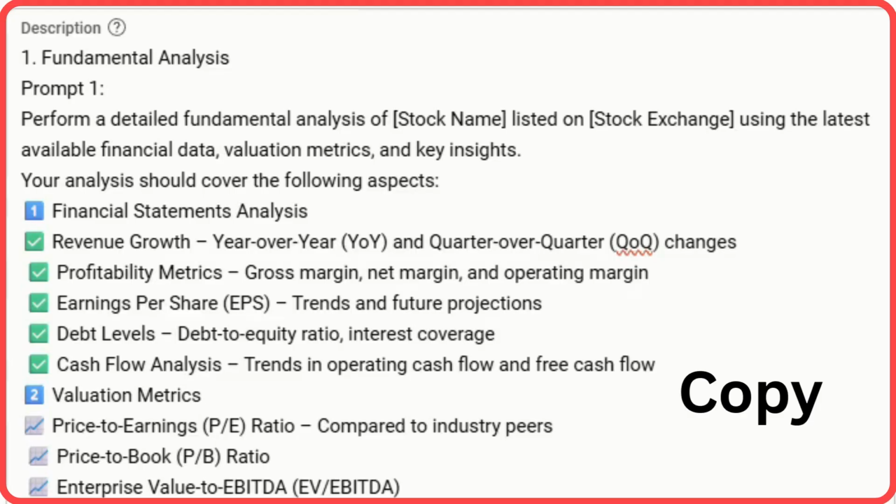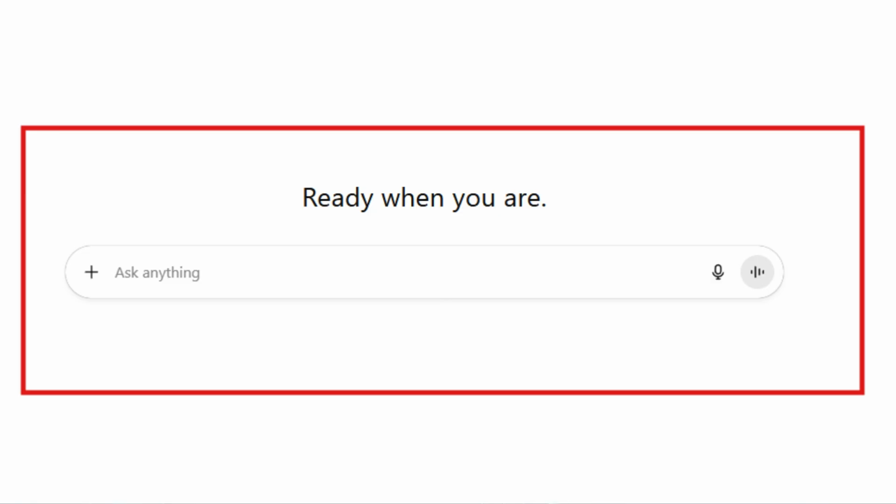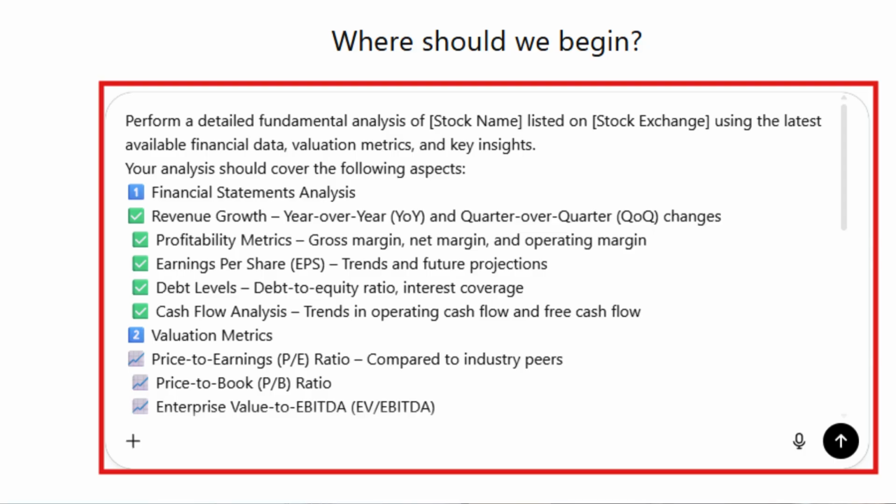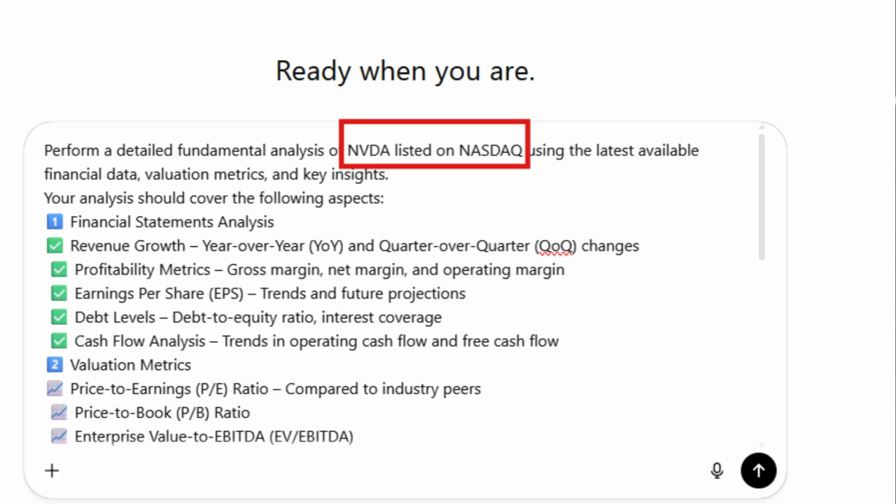Copy the prompt from the description. Come back to ChatGPT and paste it here. In the first line of your prompt, please mention the stock name along with the stock exchange for which you want the answer. I will enter NVDA and NASDAQ as the stock exchange.